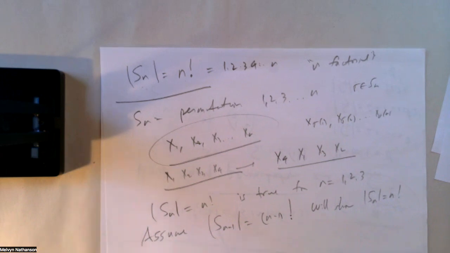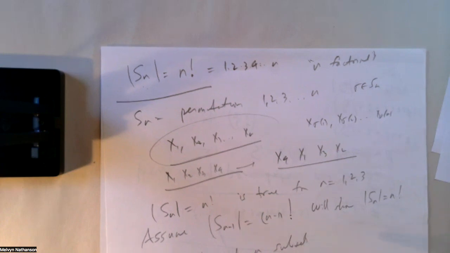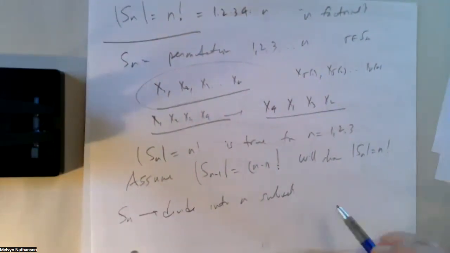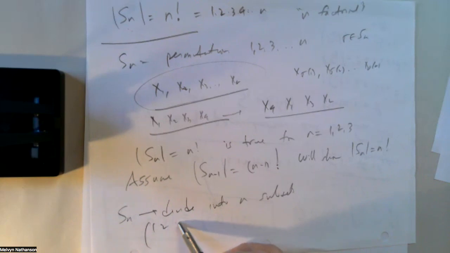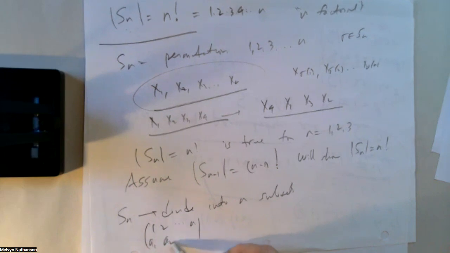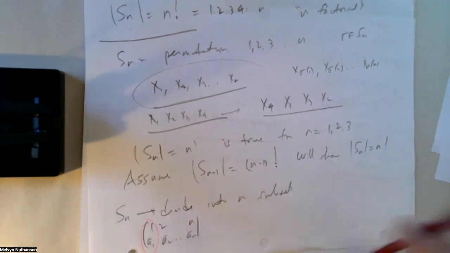So if you look at all the permutations in Sn, I can divide this into n different subsets, depending, for example, on where the number 1 gets sent. So remember, in Sn, 1, 2 up to n goes to A1, A2 up to A sub n. This is just the numbers 1 through n in some order. Let's look at where 1 gets sent.